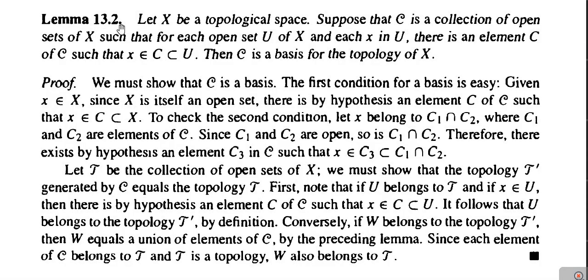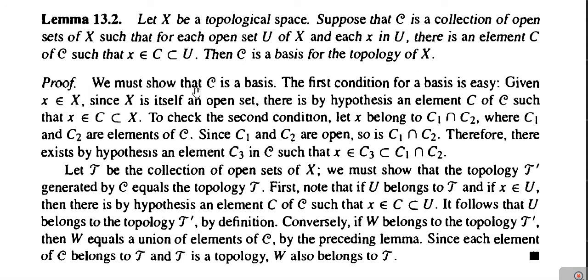Now the next result is this lemma. Let X be a topological space. Suppose that script C is a collection of open sets of X, such that for each open set U of X and each point x in U, there is an element capital C of the collection script C, such that x belongs to C and C is contained in U. Then the collection script C is a basis for the topology of X. We will prove this lemma also.